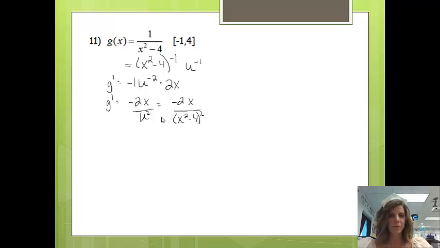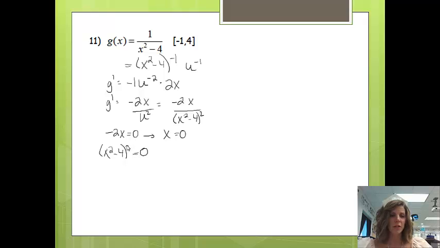All right, now to get critical numbers, we want to first look at where that derivative would equal 0. Well, the derivative would equal 0 when the numerator equals 0, and so my critical number for that part would be x equals 0. A critical number also occurs where the derivative is undefined. So I also want to look in the denominator, where would (x squared minus 4) squared equal 0?